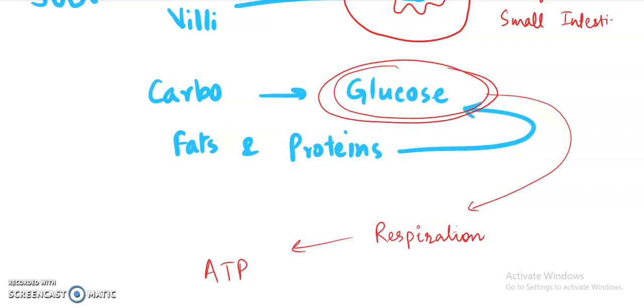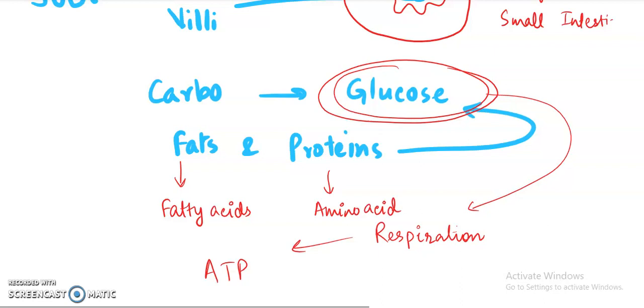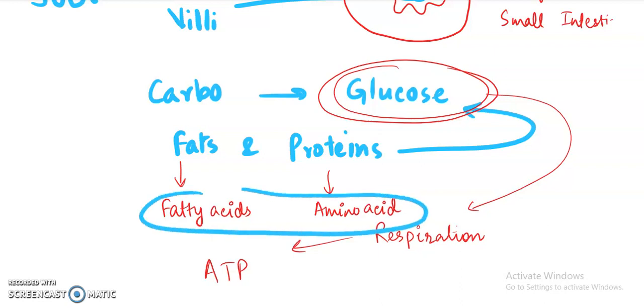Carbohydrates will be getting converted to glucose. Fats will be getting converted to fatty acids. Proteins will be getting converted to amino acids. Because protein is a polymer, amino acid is a monomer. But ultimately fatty acids and amino acids, they need to get converted to glucose, because glucose is the one that will be the starting reactant to form the ATP by the process of respiration, right?